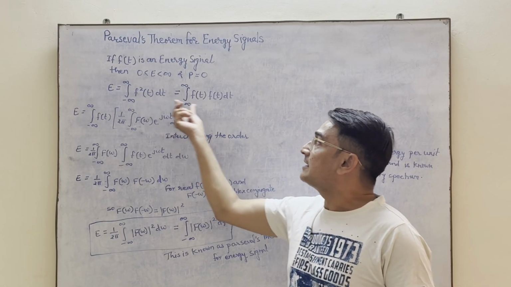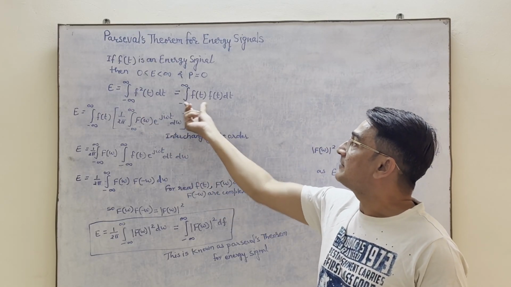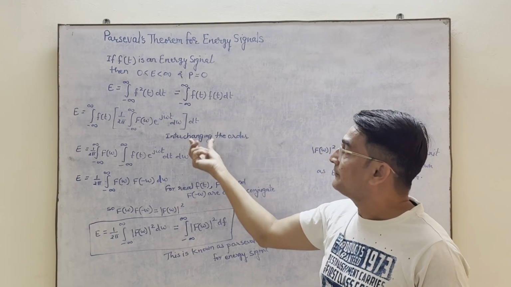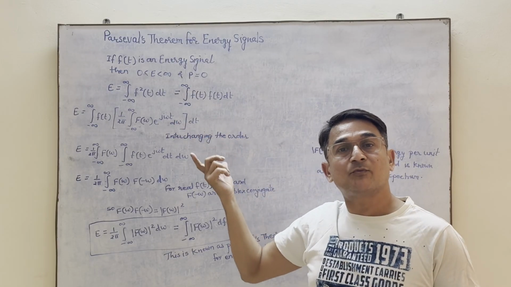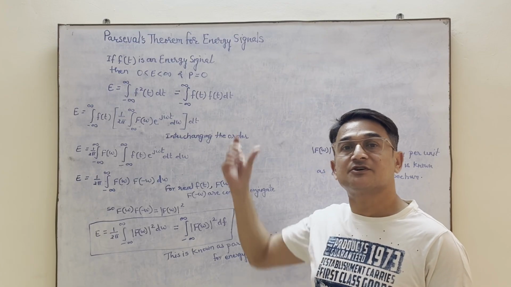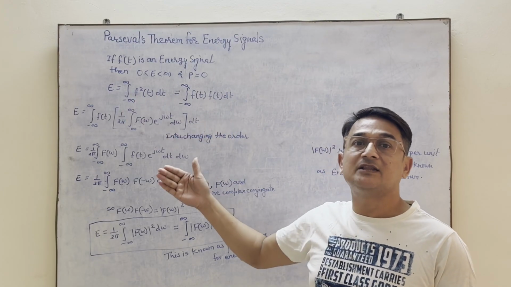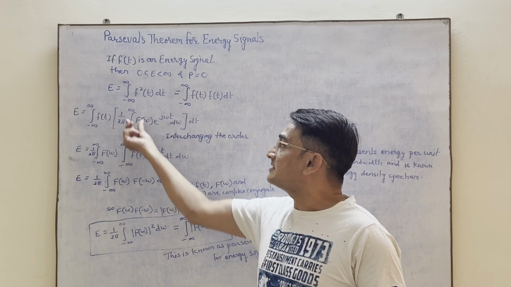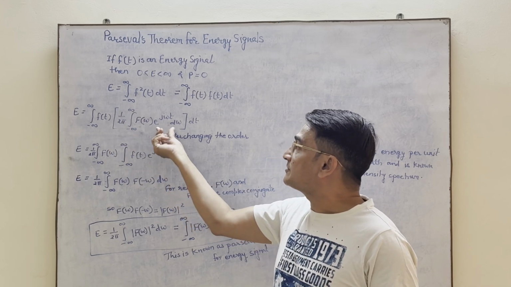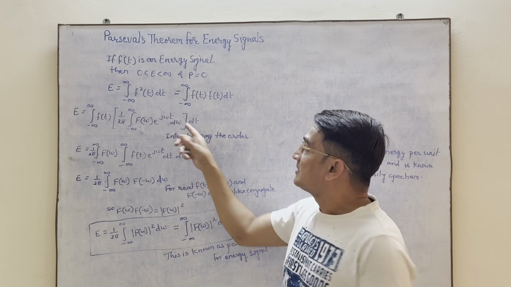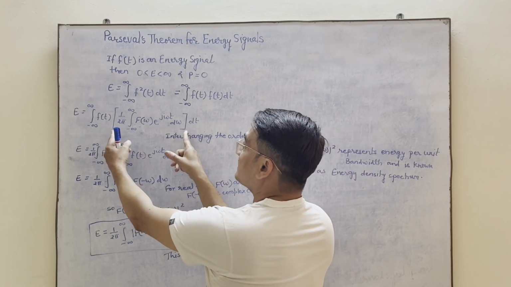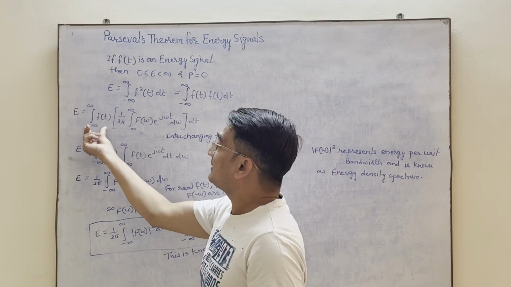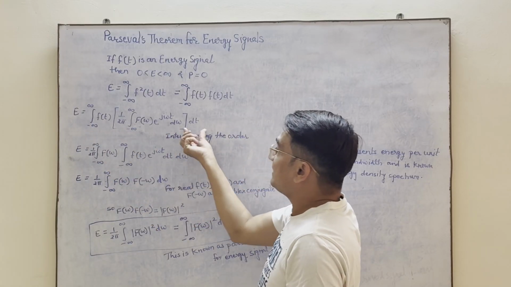So f squared(t) can now be written as f(t) into f(t). So that is the integral from minus infinity to infinity of f(t) into f(t) dt. Now this f(t) is the formula for inverse Fourier transform. So instead of this f(t), now I will write the formula for inverse Fourier transform, which is 1 by 2 pi, integral from minus infinity to infinity of F(omega) e raised to the power j omega t d omega. So this square bracket section is nothing but a single f(t). Now this is the integral from minus infinity to infinity of f(t) dt.